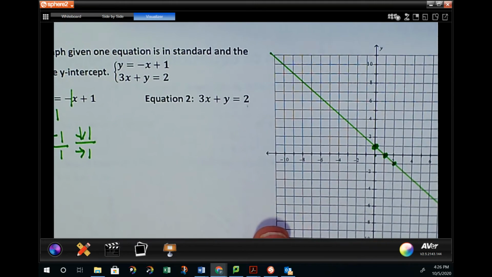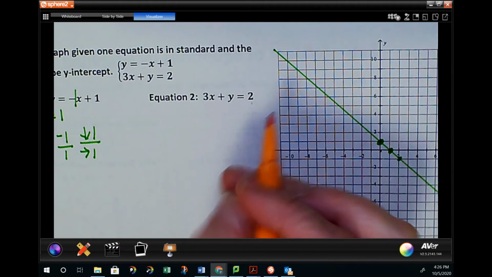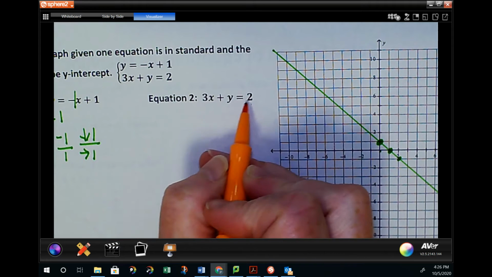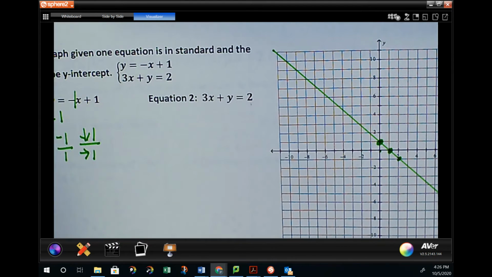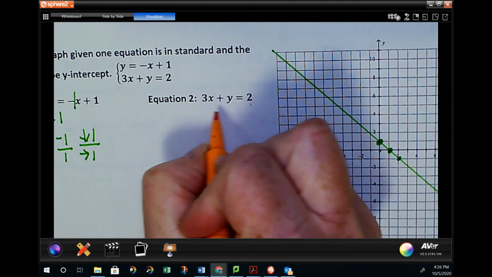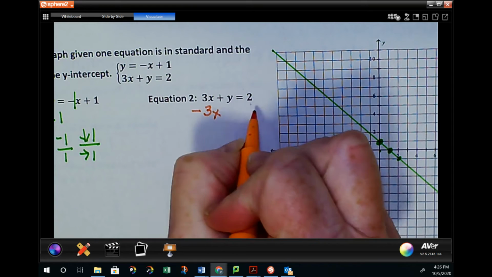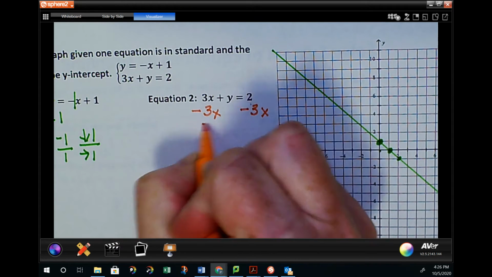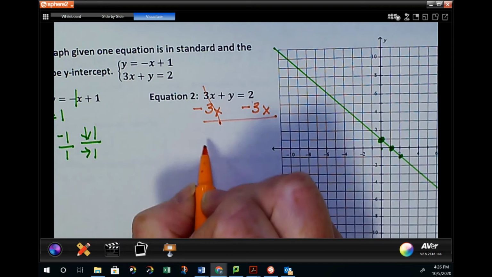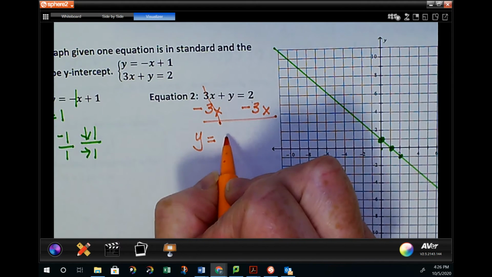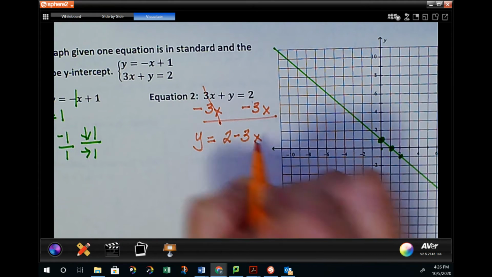And so sometimes I ask, which one's going to be easier? That one didn't give me pretty numbers because I'd have to go 2 divided by 3, and I don't like those fractions. So I'm going to subtract 3x from both sides. So that goes away, and I get y is equal to 2 minus 3x.